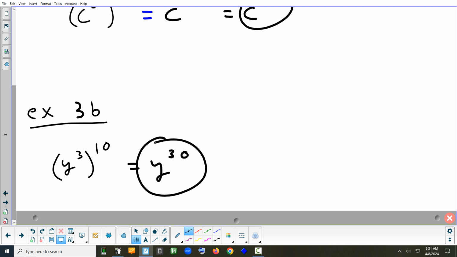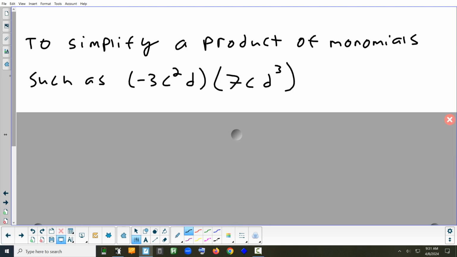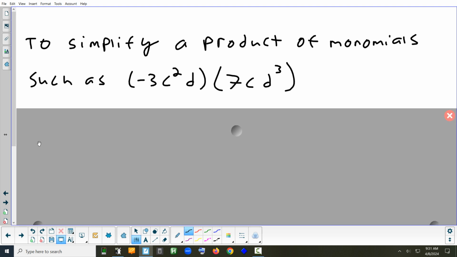Okay, so now we're going to do, you can still keep your worksheet on the same side, we're going to do example 2. Okay. So it says, to simplify a product of monomials such as, and I think you guys already have these examples written down, right? You guys, okay. What we want to do is group it together so that the like terms are next to each other.